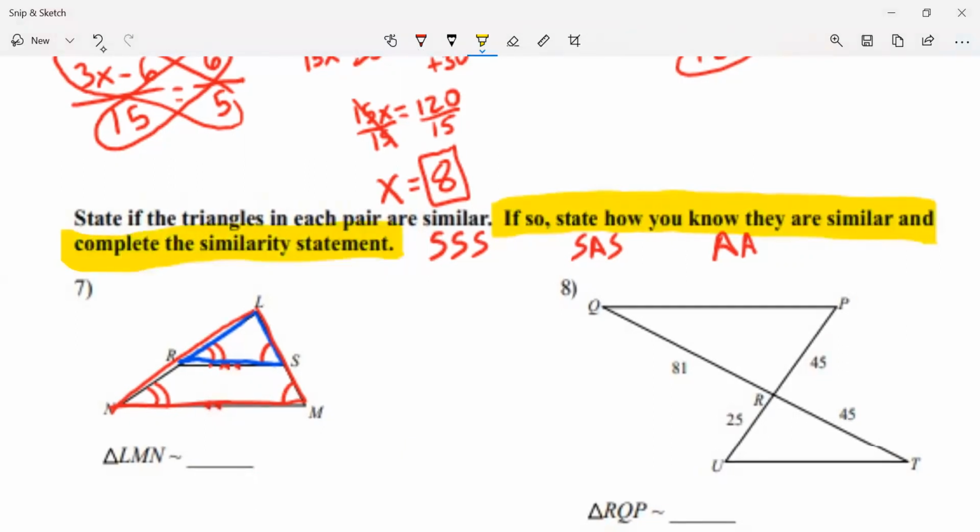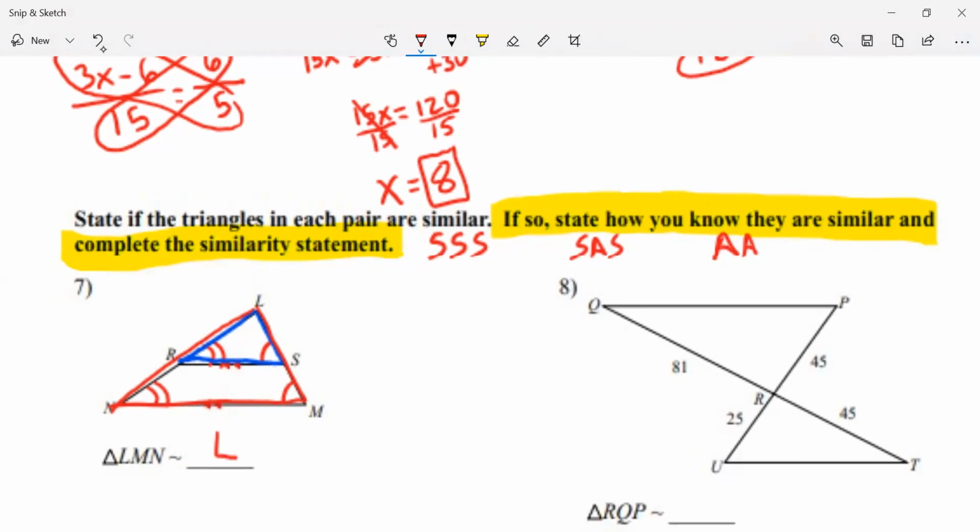So LMN, if you notice, that's the blue triangle. Remember I said there's a blue triangle and the red triangle? So let me complete it with the red triangle. The order of the letters does matter. So L, S, R. All capitalized, all right? Triangle LMN is similar to triangle LSR.